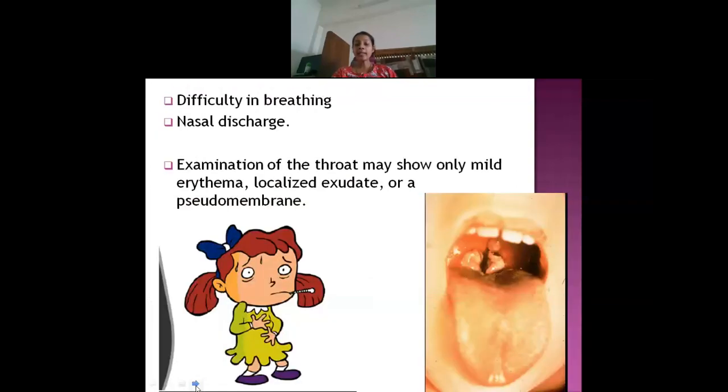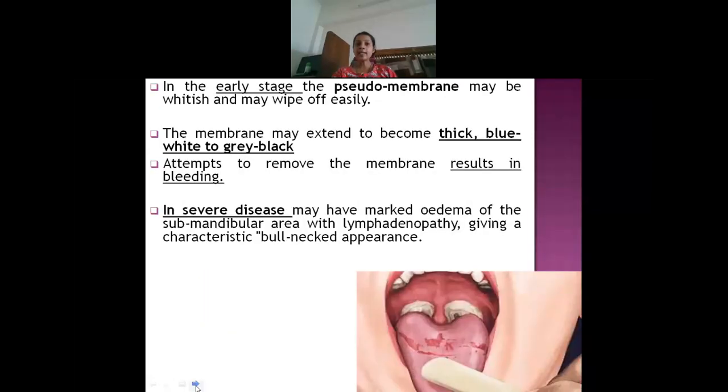Next, along with that, they can also have dyspnea or even nasal discharge, because it is somewhat like flu-like symptoms. And when examining the throat of the patient, they may see redness, erythema, or exudates, and even membranous formation may be seen. In the early stage, usually these membranes are whitish in appearance.